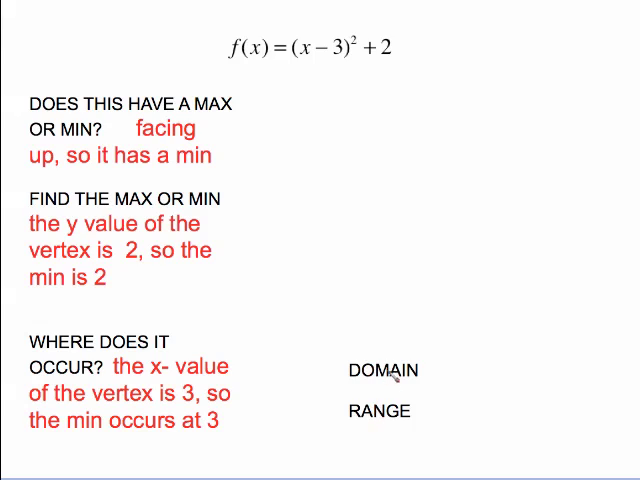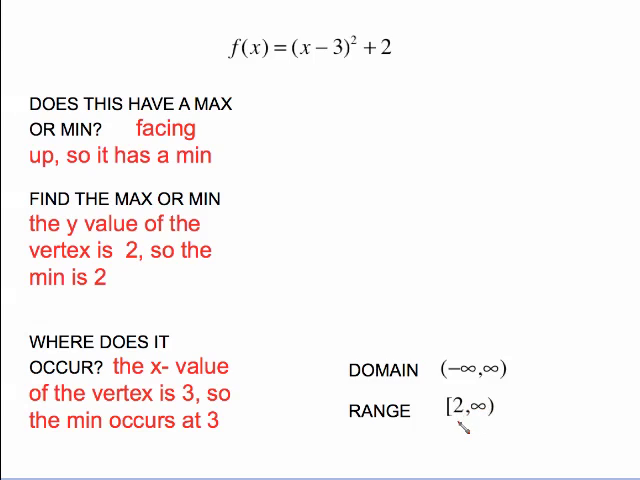We also have to be able to name the domain and range for these functions. Again, you can make the picture if you want, but you really don't have to. The domain is very easy. The domain of all of these parabolas is all real numbers, which is -infinity to infinity. The range is [2, infinity). Now, where does that come from?